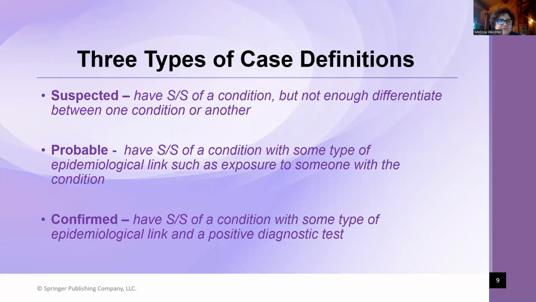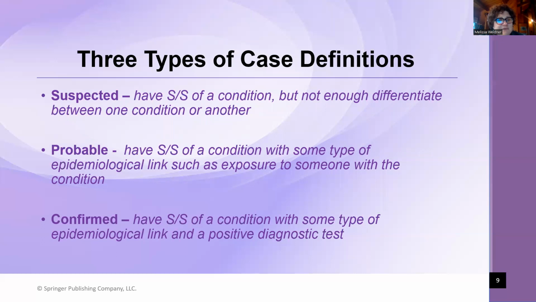There are three types of case definitions. The first one is suspected. That is where someone has signs and symptoms of a condition, but they're not exactly definitive enough to point to one condition or another.